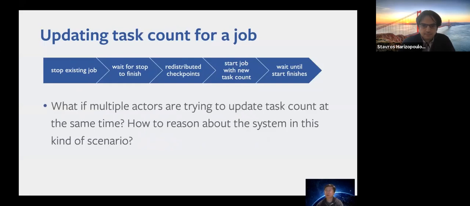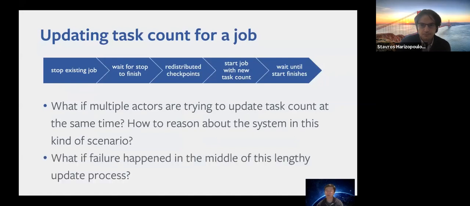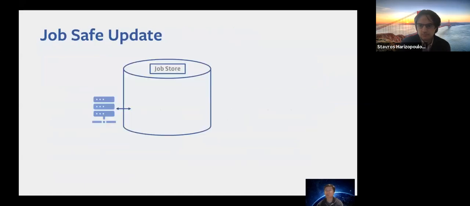We already mentioned there are many actors for the system. If two on-calls are updating the job at the same time, we might corrupt the checkpoint. What if in the middle of the process, a failure happened? Can we make sure the system is left in a consistent state and is able to recover by itself?